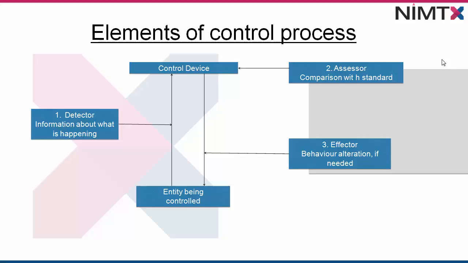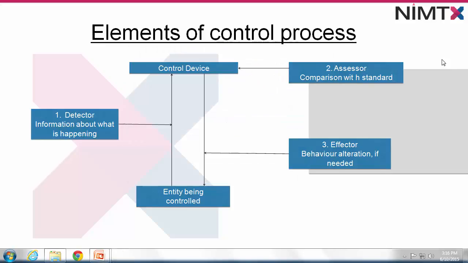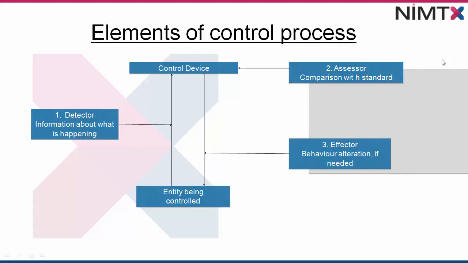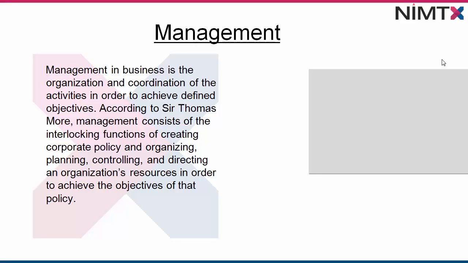Feedback is given to the employees for any kind of process, be it within the computer system or within the humans; any alteration or changes that are necessary have to be made. It happens with the control device, and the entity being controlled is the organization, the humans working in that organization, the systems that are working. So this is a brief on the control process. These are the elements of the control process.